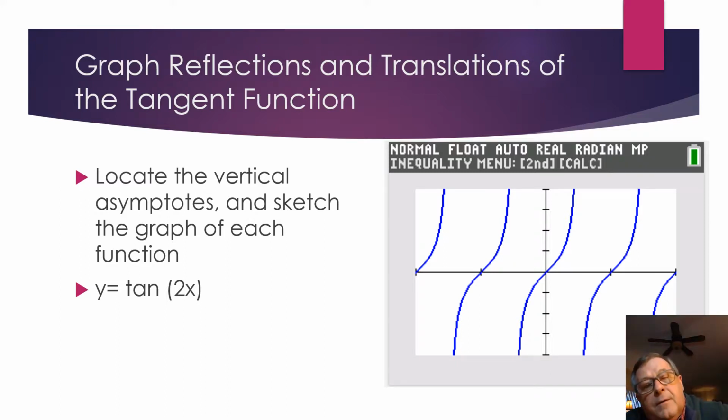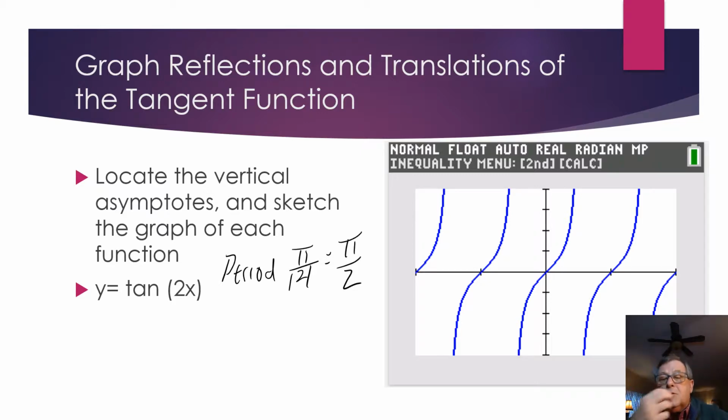And our period then is adjusted by this formula: pi, because that's our period, pi, for the tangent function. It's 2 pi for the cosine and sine function, over the absolute value of b, which in this case is 2, or our period here is pi over 2. Now, that's also going to affect our asymptotes, and it's going to change them from pi over 2 to pi over 4.